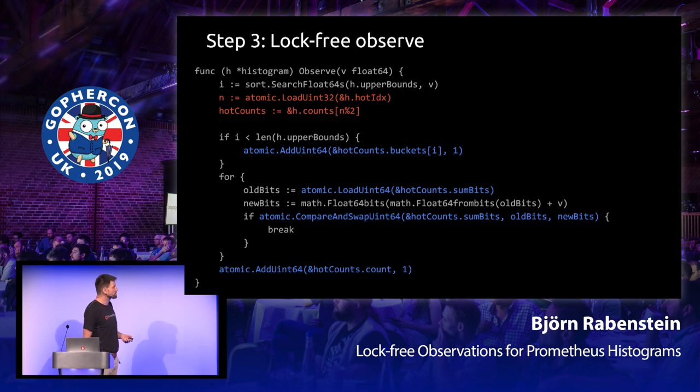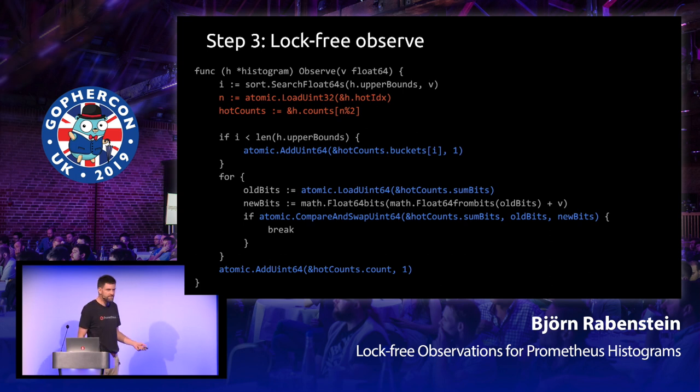So now this is how the observe method looks like. I atomically load from the hot index which counts is the hot counts, modulo 2, so I can pick it, right? So now I have hot counts. And then I atomically add to the bucket, like this. The white part is the normal code, right? You search the bucket you want to increment, you atomically increment the bucket, and you atomically increment, this is almost invisible here, the total number of observations.